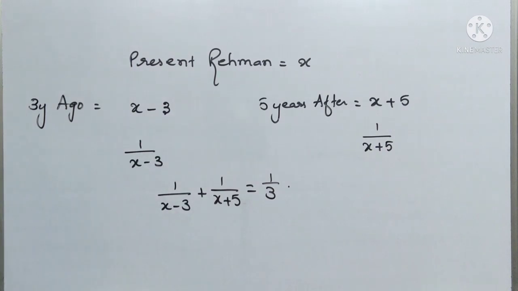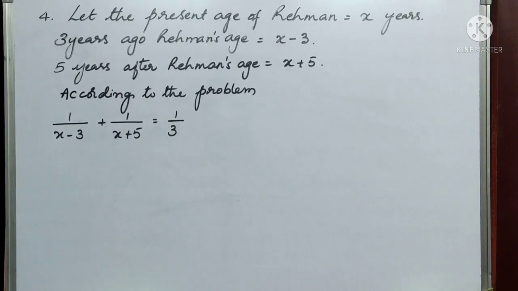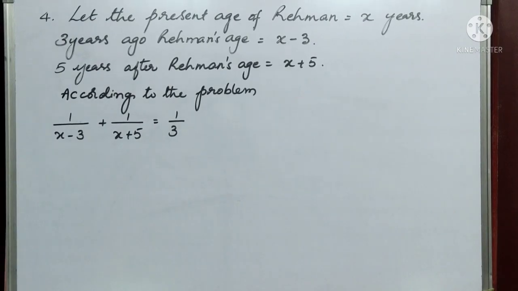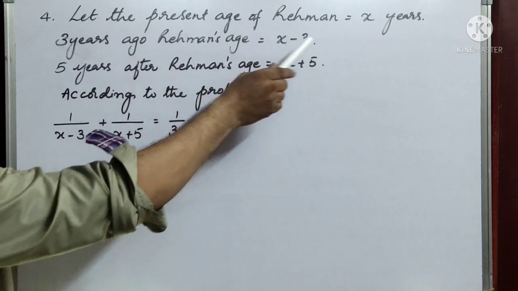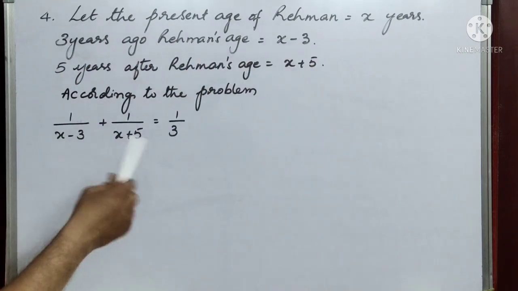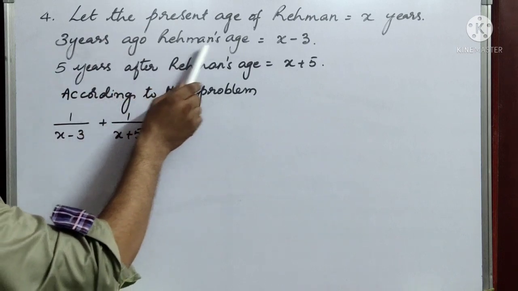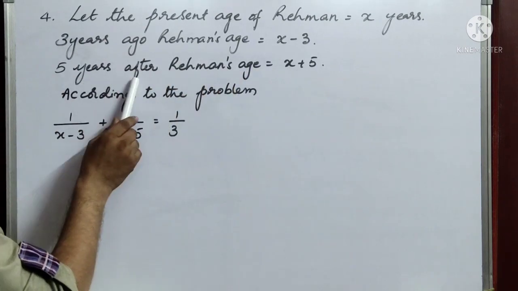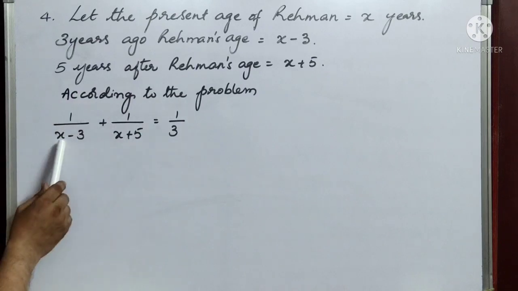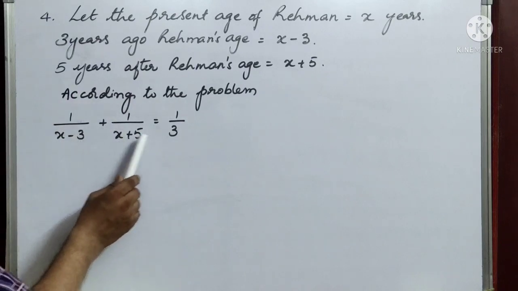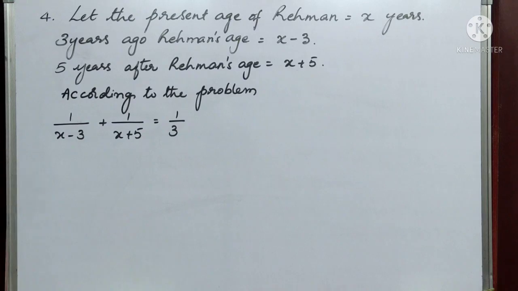Now I will write the statements. Okay children, see here. Because if I keep on writing, it will be a waste of time. That's why I wrote the statements very clearly. Let the present age of Rahman be x years, because already explained the sum. 3 years ago Rahman's age is x minus 3. 5 years after Rahman's age is x plus 5. According to the problem, 1 by x minus 3 plus 1 by x plus 5 equals 1 by 3. Now here onwards we have to simplify.